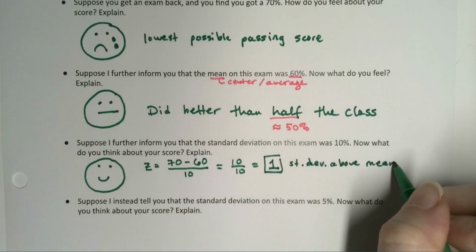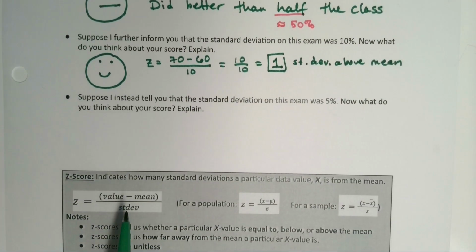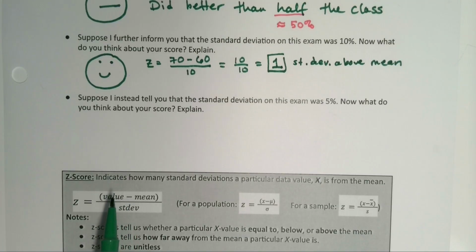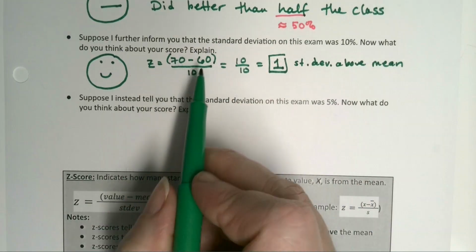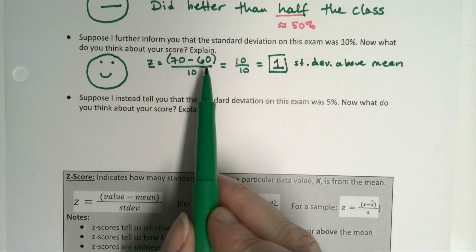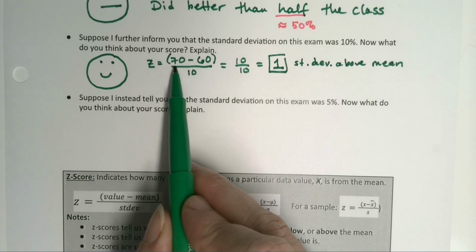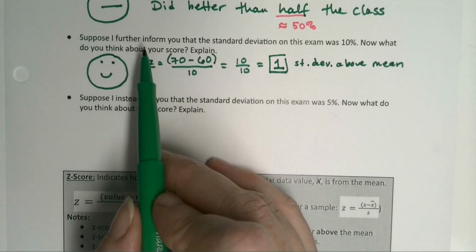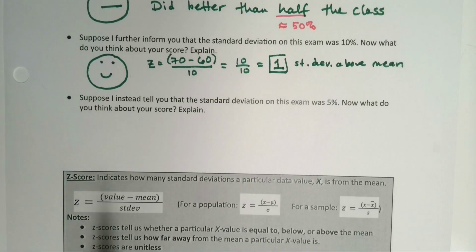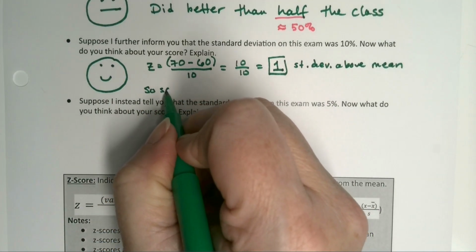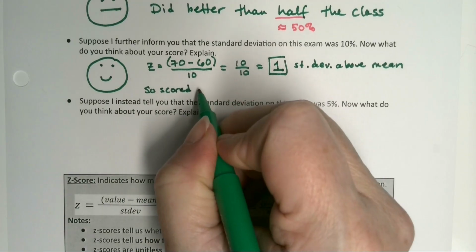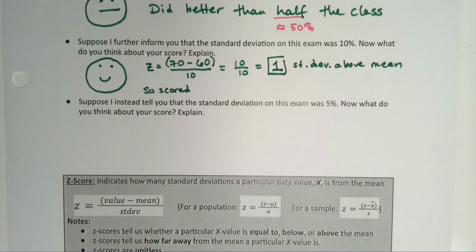And the formula for z-score is down below on this page. You take your value, which was the 70, what you actually scored, minus the mean. You subtract those, so you can put those in parentheses if you want to think of it that way. Technically, this division bar is a grouping symbol as well. And you divide by 10. So now you did pretty well. Let me pause and write this up.